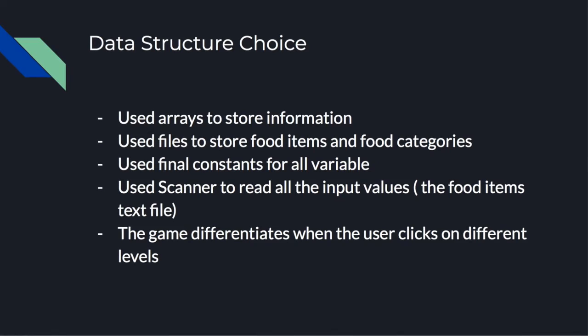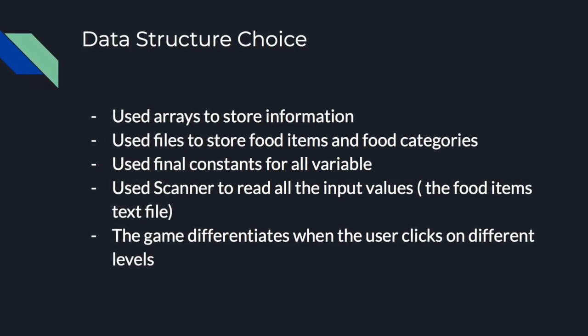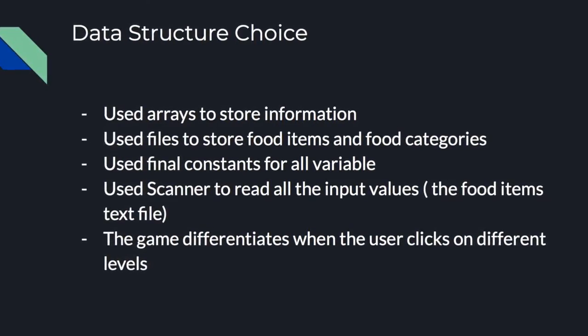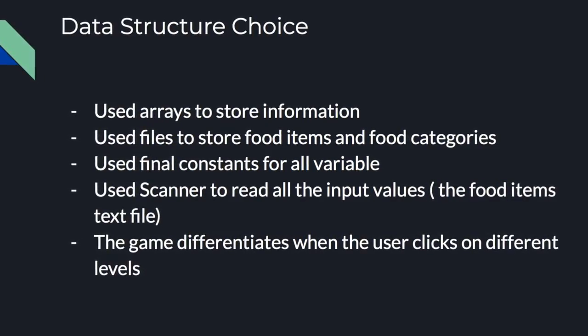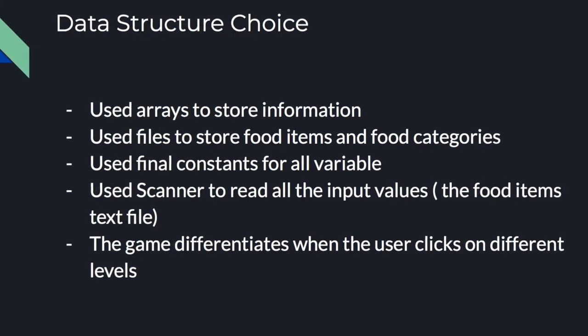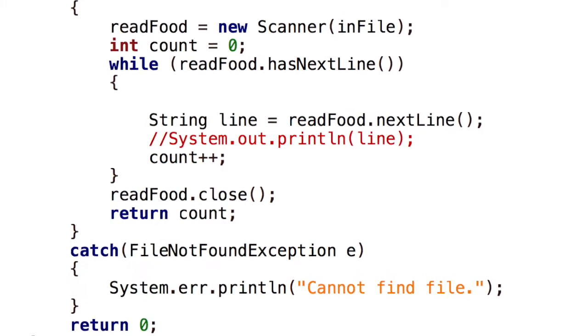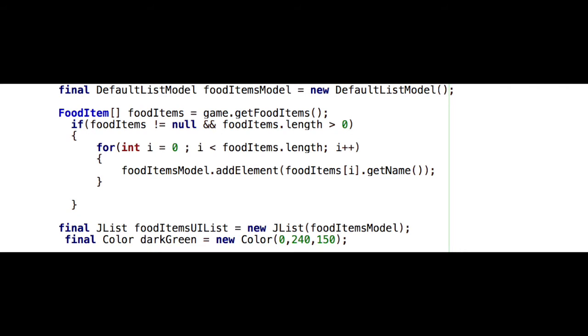For input-output, I used the input scanner for the purpose of reading my text file, which had a list of food items and their categories. For example, in my code, I used scanner1 to read the next line of each line of the text file and store it in a temporary string and an array. I also used arrays to store information, used files to store food items and food categories, and used final constants for all variables. The game differentiates when the user clicks on different levels. Based on this input, the game adapts.